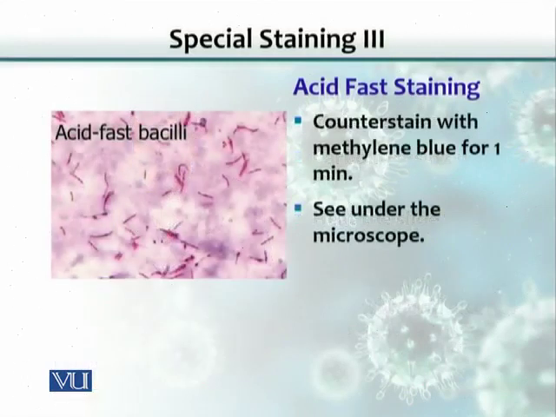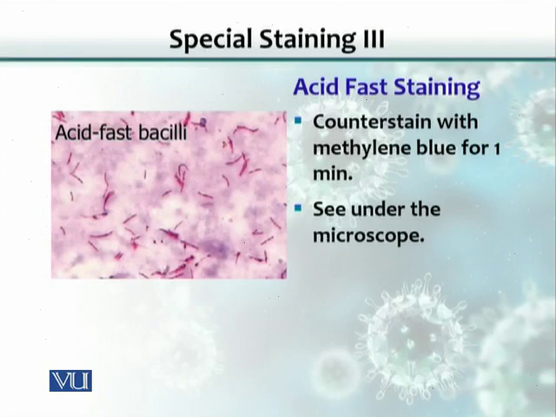Then the next procedure is counterstain, because those microorganisms that have mycolic acid would retain the original stain, carbolfuchsin. But those that do not have mycolic acid would be destained. So in order to see them, we use a different color which we call a counterstain. In this case, methylene blue. For 1 minute, you stain with that. And then after washing the slide and air drying, we see under the microscope.